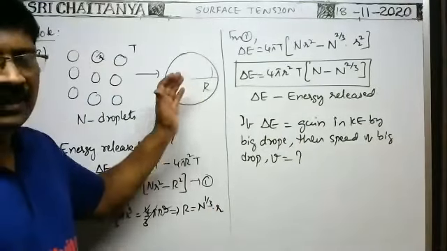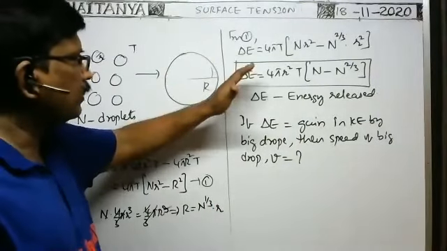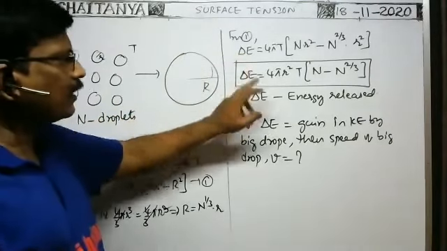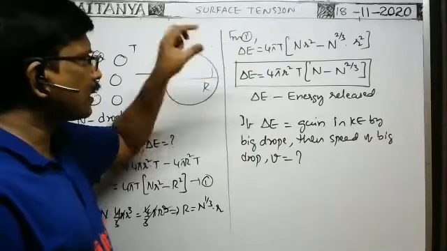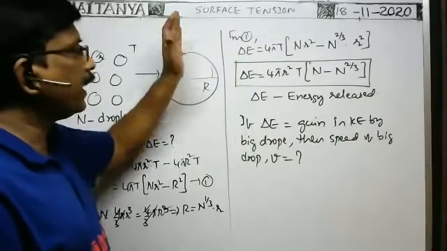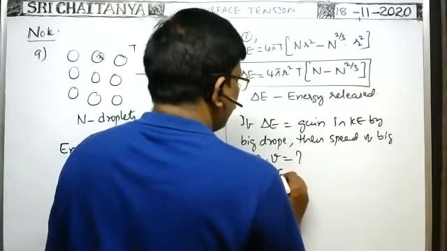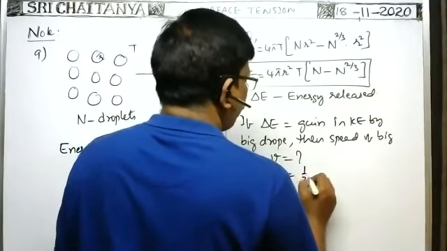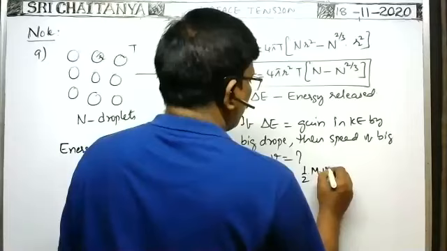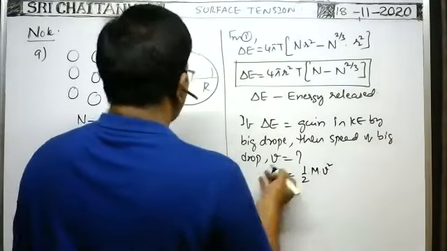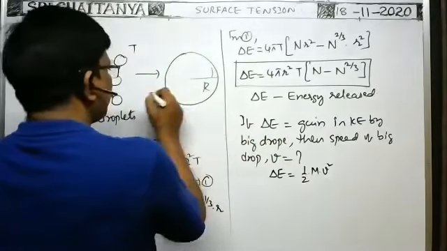So whatever the energy is lost, that loss of energy, when n identical droplets merge together to form the big drop, energy loss is this one. This energy lost is absorbed by the big drop. If it gains the kinetic energy, what is the speed? That's why energy lost is equal to gaining kinetic energy by the big drop. That means half into mass of the big drop into speed of the big drop square. So here, suppose the density of the liquid is say rho.